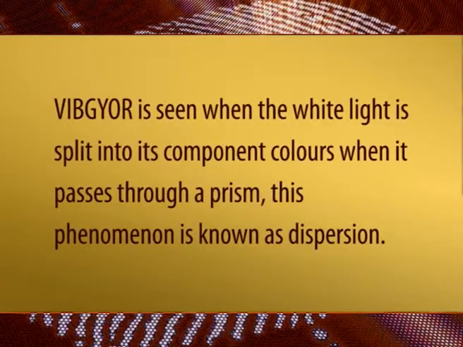Each color of the rainbow has a particular wavelength. Red has the longest wavelength, while violet has the shortest wavelength among the seven colors of the rainbow. That is VIBGYOR. VIBGYOR is seen when white light is split into its component colors when it passes through a prism. This phenomenon is known as dispersion of light.